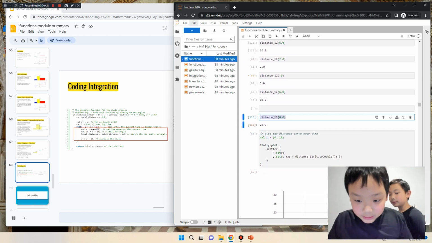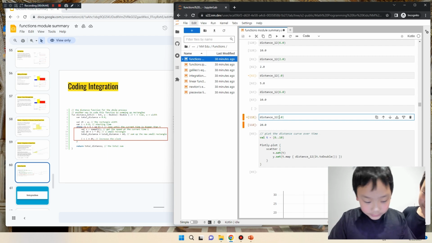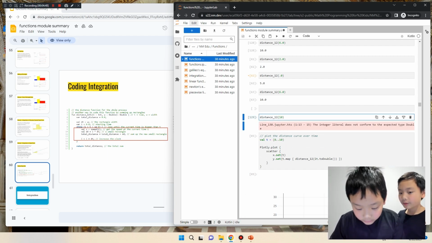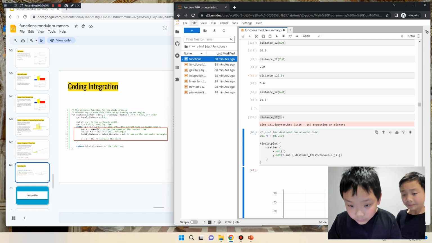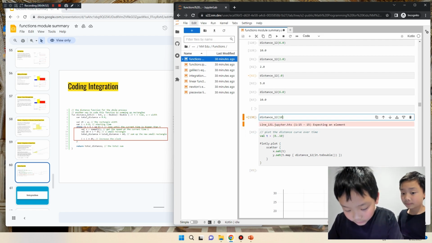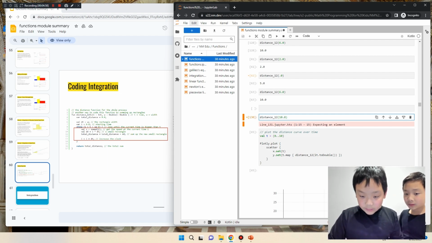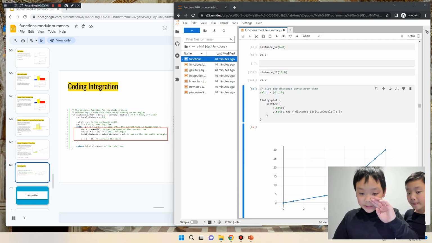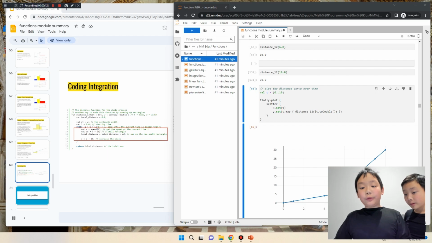We can also see this if we put the thing like here, 10, and it'll give us 10.0. 10, and it'll give us 30. And so this function is basically applying the distance 1, 2 function to the t, which is 0 to 10, which is the point 0 to 10.